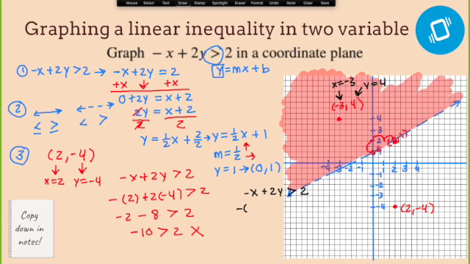So I get negative of negative 3 plus 2 times positive 4 being greater than 2. Negative times negative 3 gives me positive 3. 2 times 4 gives me 8. 3 plus 8 gives me 11. So I get 11 is greater than 2, and that is a true statement. So as you can see, if you pick any point over here on the top, you're going to get a solution. And so that is how you graph a linear inequality. So hopefully this helps, and good luck.